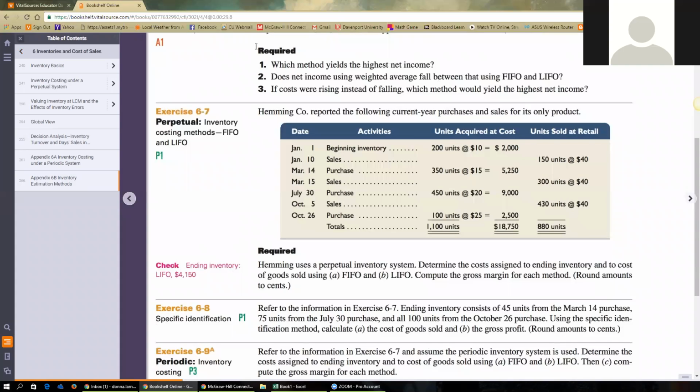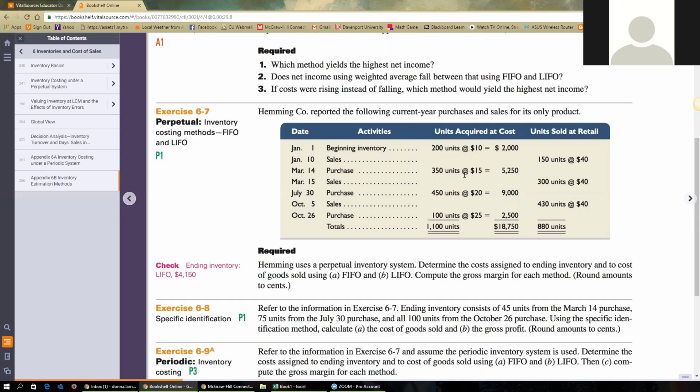So on January 1st, they had 200 of those products on their shelves. They had bought them for $10 a piece. So they would say their merchandise inventory was $2,000 on January 1st. January 10th, they sold 150 of those products. So they had 200, they sold 150. So by January 10th, they're down to 50 products on the shelves.